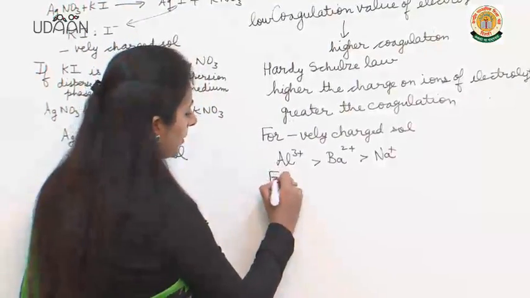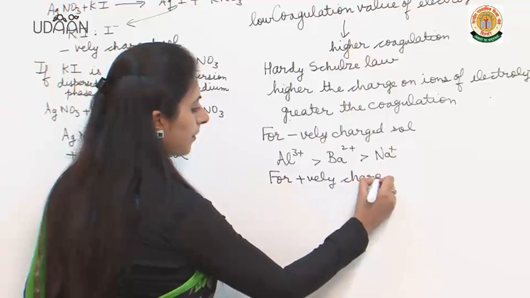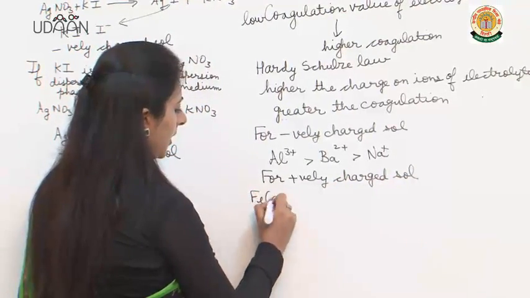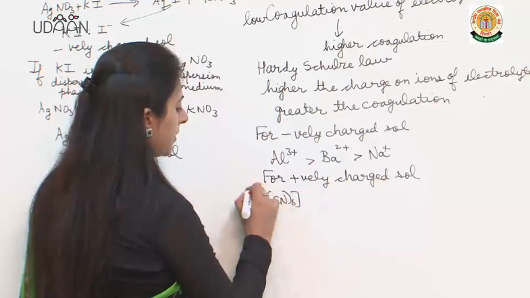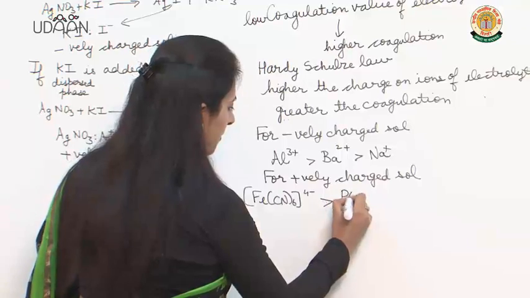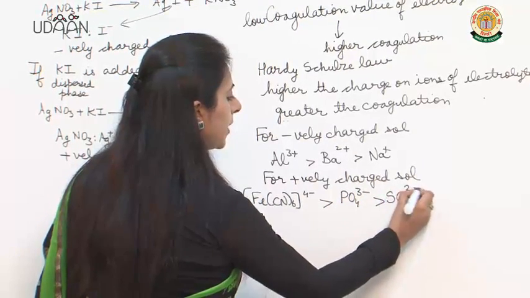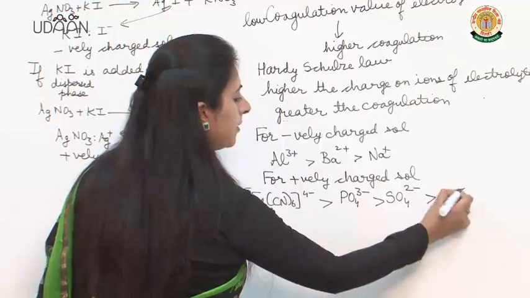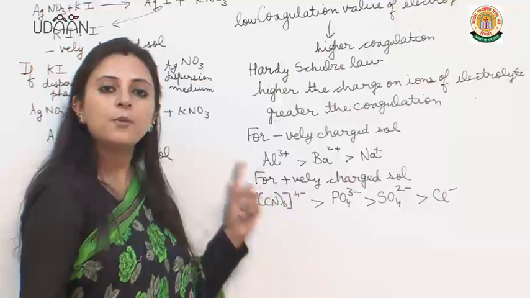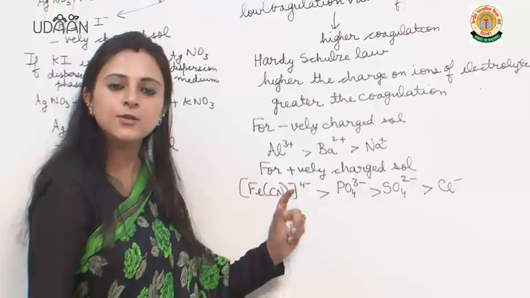Now for a positively charged sol, the order is [Fe(CN)6]4- followed by PO4 3- followed by SO4 2- followed by Cl-. So the higher the negative charge, the more would be the coagulation of the positively charged sol.